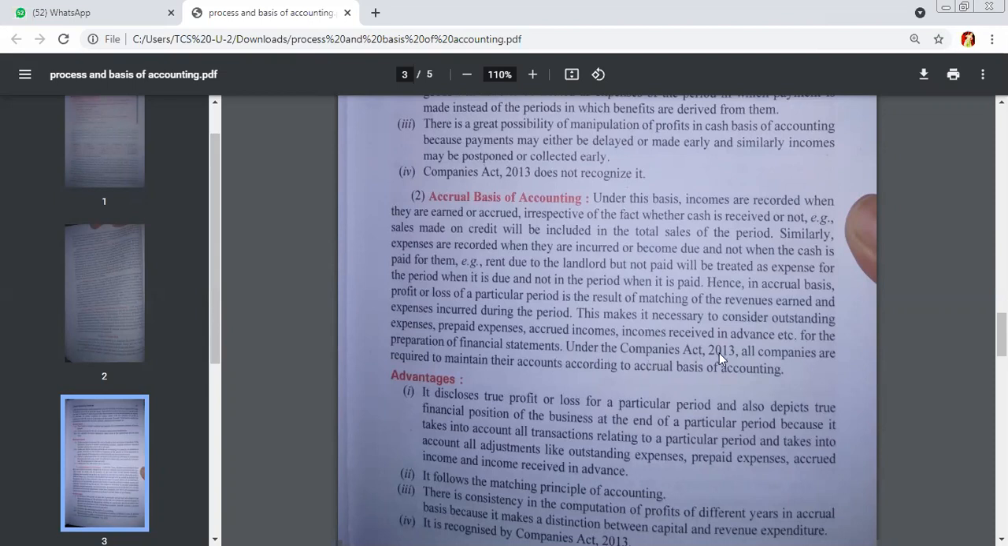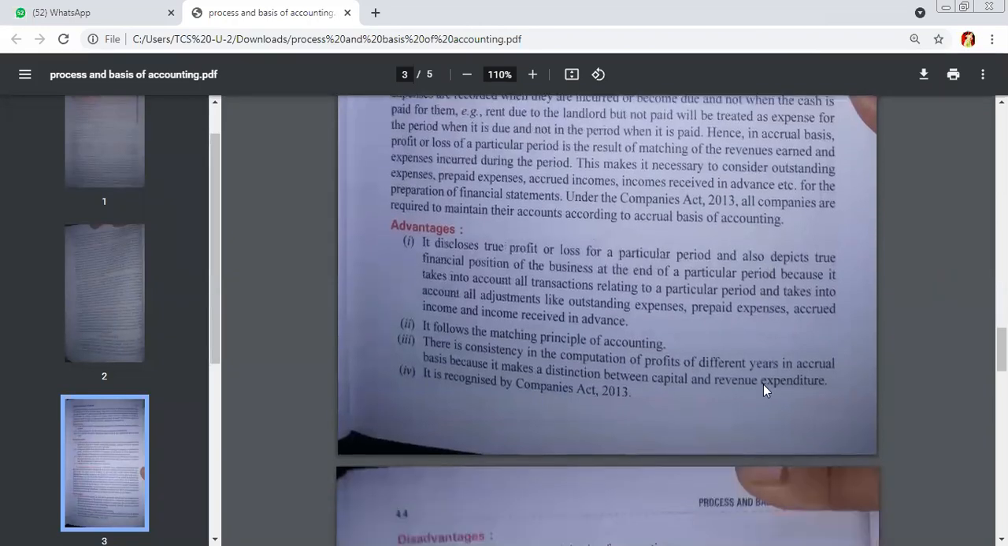Under the Companies Act 2013, all the companies are required to maintain their accounts according to the accrual basis of accounting. Whatever the disadvantages of the cash basis, they become the advantages of this. See how. If I talk about the advantages, it discloses the true profit or loss of a particular period.